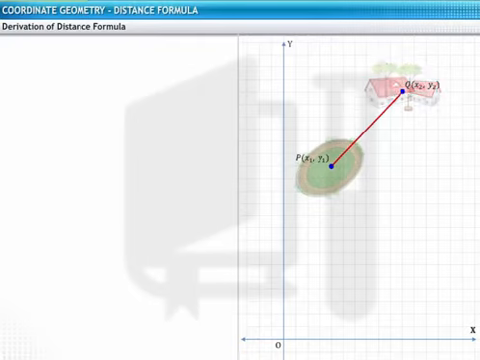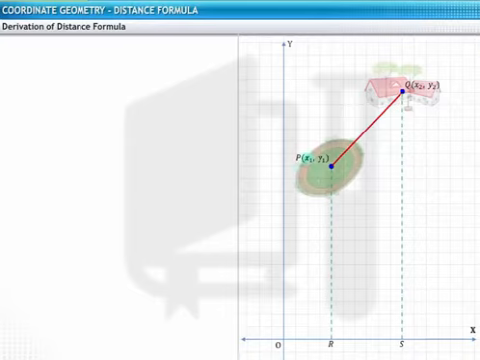To find the distance between points P and Q, we draw a perpendicular line from point P to the x-axis. This line intersects the x-axis at point R. We draw another perpendicular line from point Q to the x-axis. This line intersects the x-axis at point S.